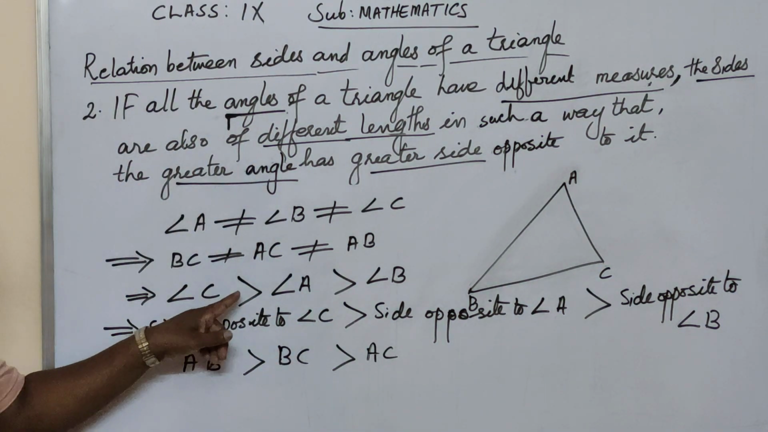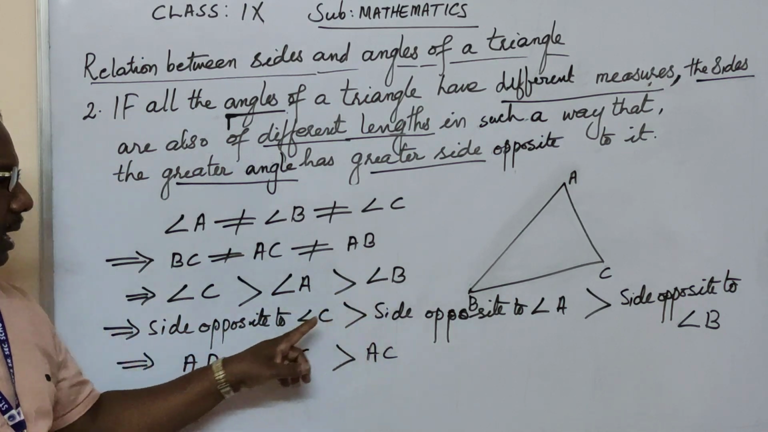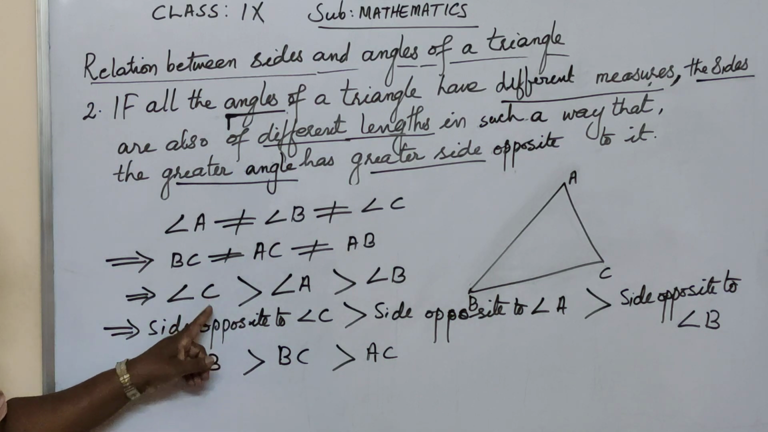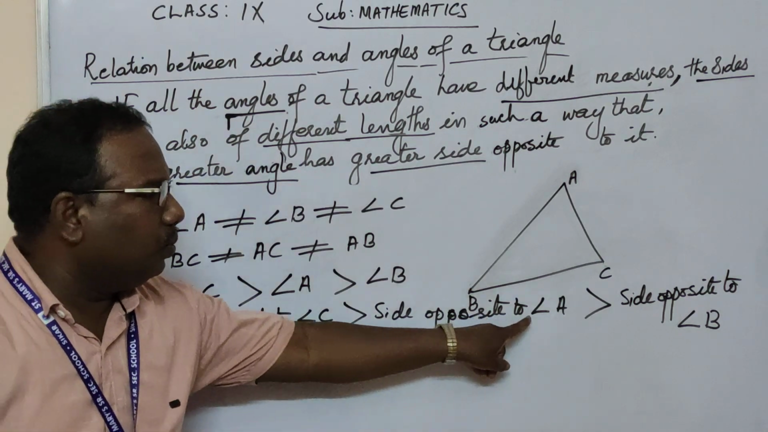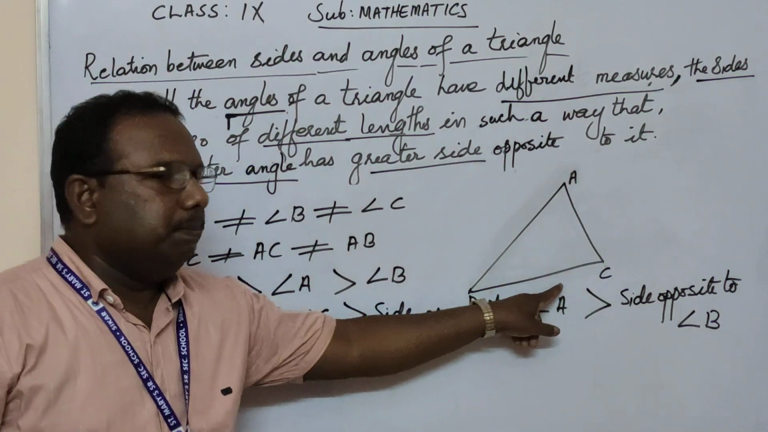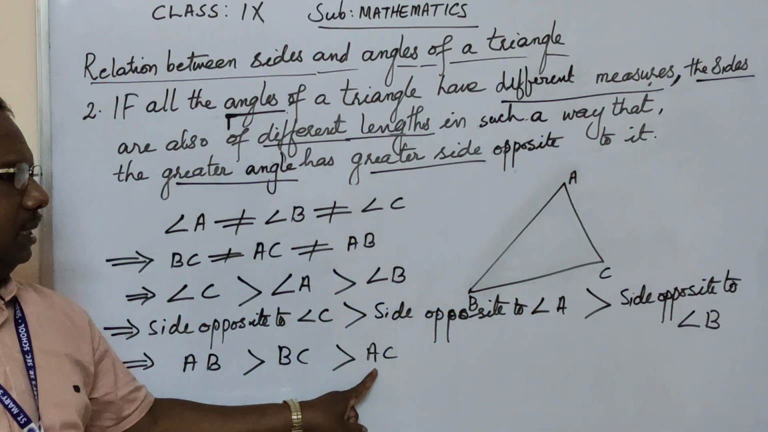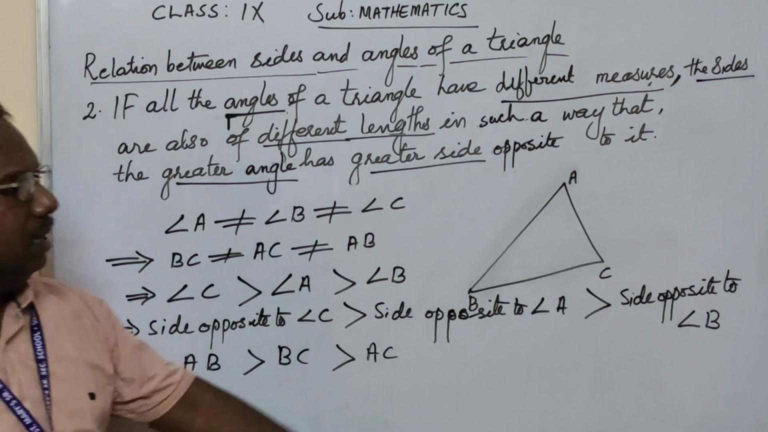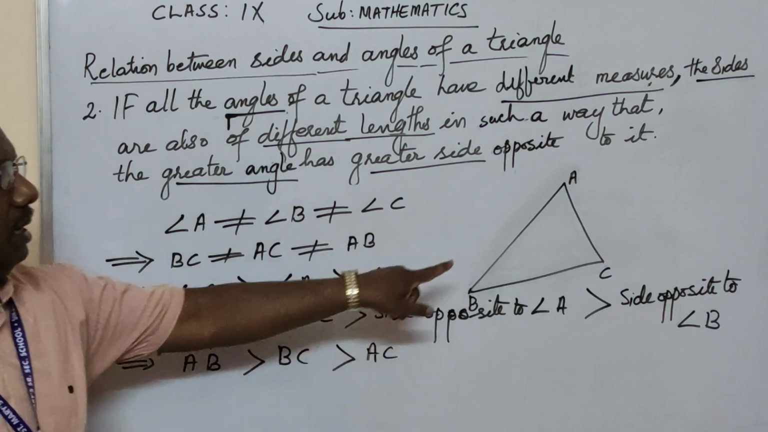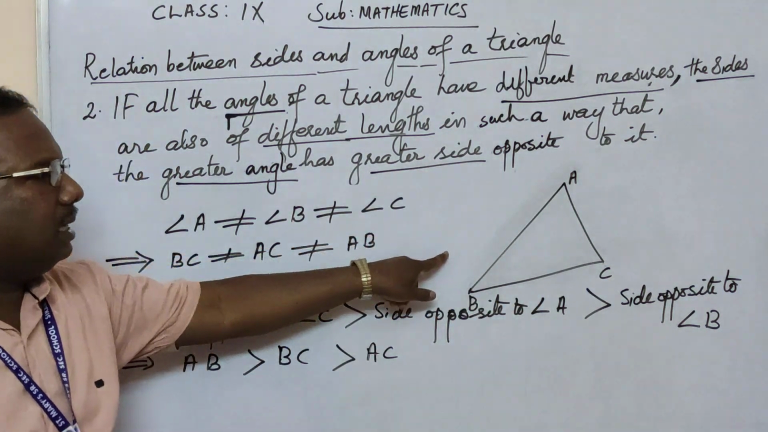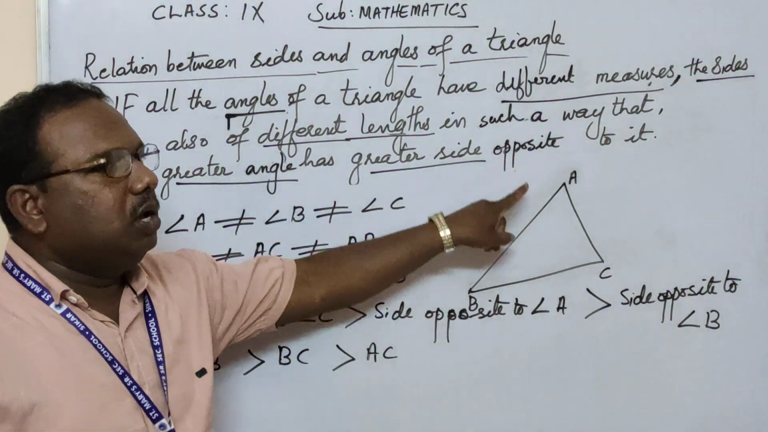If angle C is greater than angle A, which is greater than angle B, then side opposite to angle C is AB, greater than side opposite to angle A, BC, greater than side opposite to angle B, that is AC. Here angle C is the greater angle. Greater angle has greater side opposite to it.